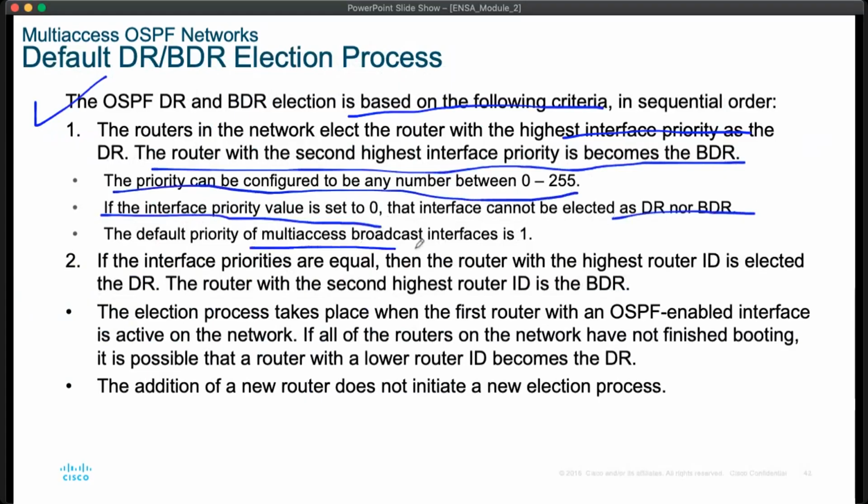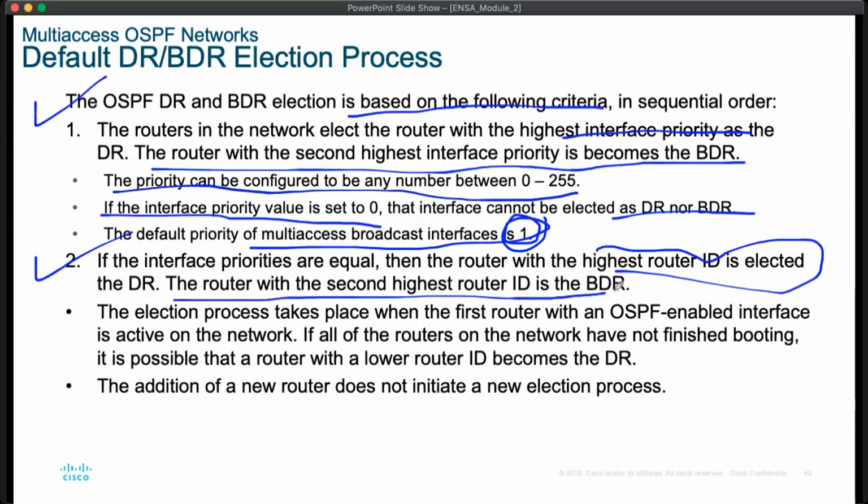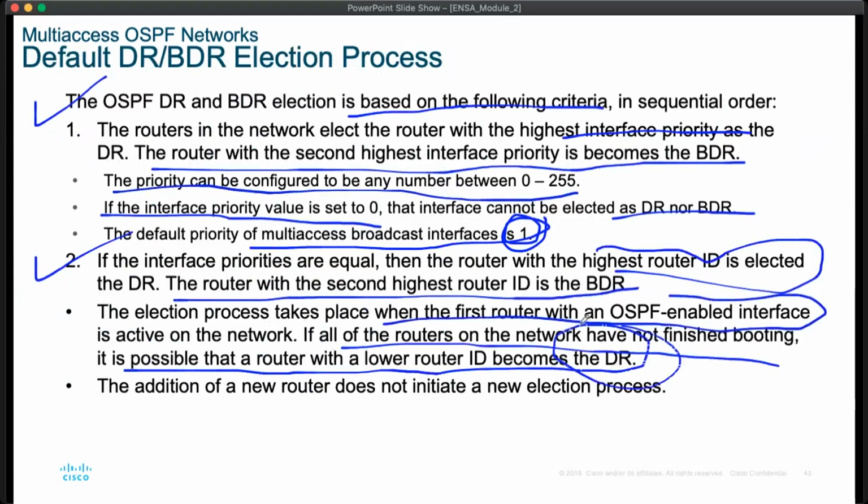The default priority of multi-access broadcast is 1. If the interface priorities are equal, then the router with the highest router ID is selected as the DR. The router with the second highest router ID is the BDR. The election process takes place when the first router with an OSPF-enabled interface is active on the network. If all the routers on the network have not finished booting, it is possible that a router with a lower router ID becomes DR at the moment. The addition of a new router does not initiate a new process.